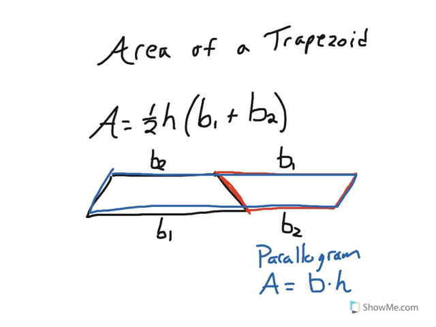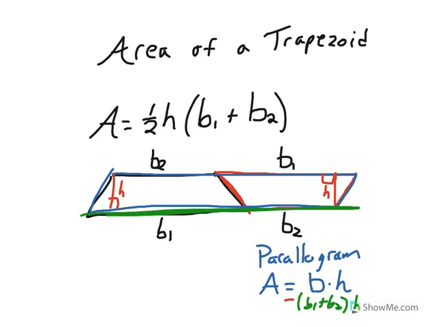The area of a parallelogram is base times height. In this case, though, the base is this full length here. So the base is the sum of base 1 and base 2. The height is just the height of the parallelogram. You can look at it from either side.